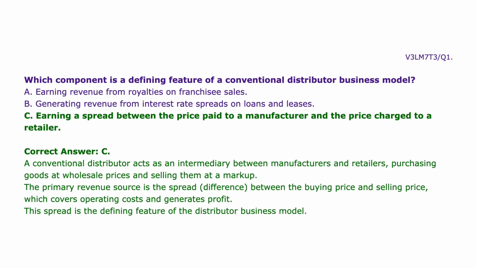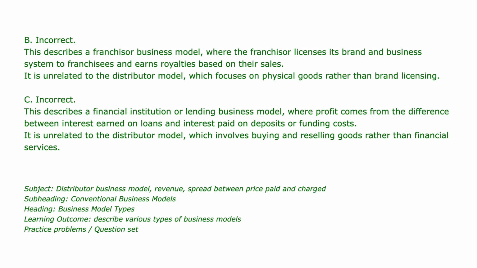Distributors buy goods at wholesale prices and sell them at a markup, generating profit from the price spread. B. Incorrect. Franchisor business model licenses brand and system to franchisees, earning royalties. C. Incorrect. Financial institution model profits from interest rate differentials, unlike the distributor model.